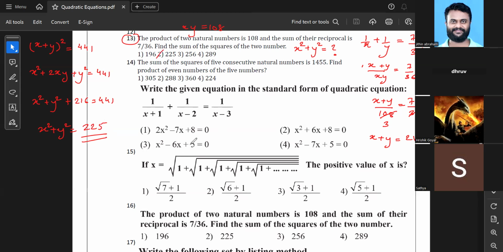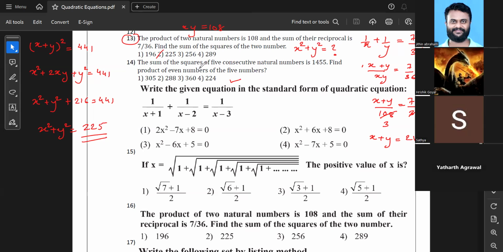Is there any doubt? Sir, after question 14, the question is a repetition, right? Yeah, this one is a repetition. No, sir, it's not a repetition. It's find the product of even numbers of the 5 numbers. Even the options are different. So the one after it is a repetition: write the given equation in standard form.